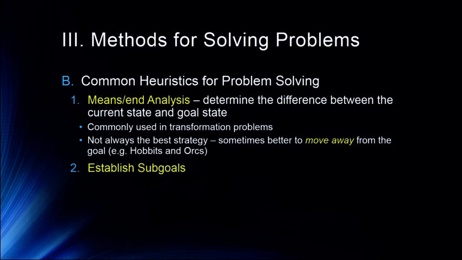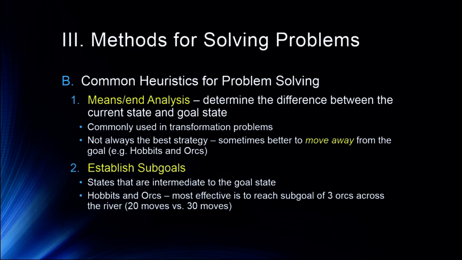Another thing is to establish sub-goals. I think this is great, particularly for a big, complex problem. Like your undergraduate degree, I want to get my gen ed out of the way, I want to get my major requirements out of the way, my minor requirements out of the way, and then, etc. So these are states that are intermediate to the goal state. In the Hobbits and Orcs problem, the most effective is to reach a sub-goal of 3 orcs across the river. You can actually save about 10 moves doing it that way. So sub-goals are a really good way to go about anything that's going to require a particularly lengthy amount of work.